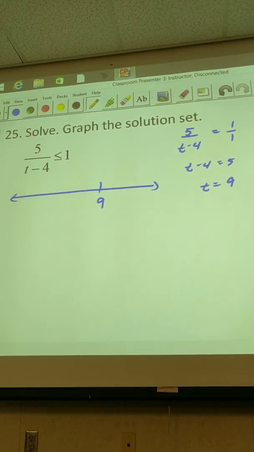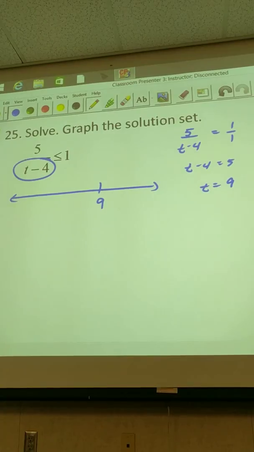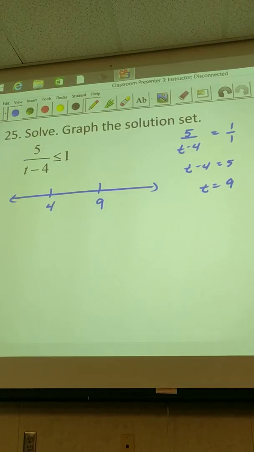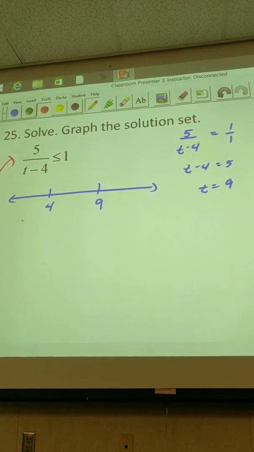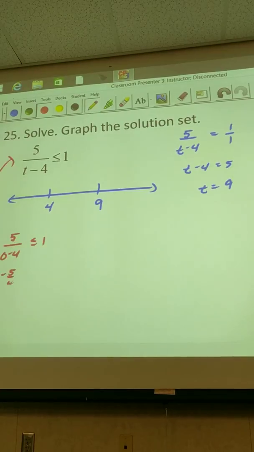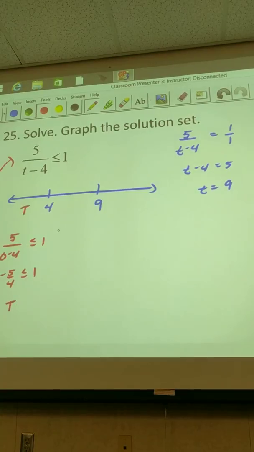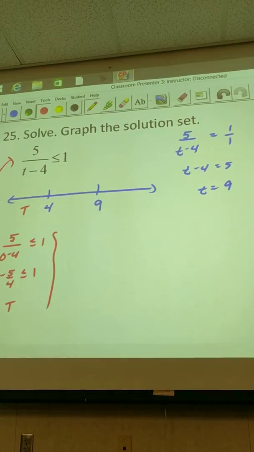So that's 1 point on my graph. The other point comes from whatever makes the denominator 0. So what would make that 0 there? 4. And now I'm going to test points in those intervals in the original inequality. So I'm going to test 0 first. So we get -5/4. Is -5/4 less than or equal to 1? It is. And between 4 and 9, I'm going to test 5.